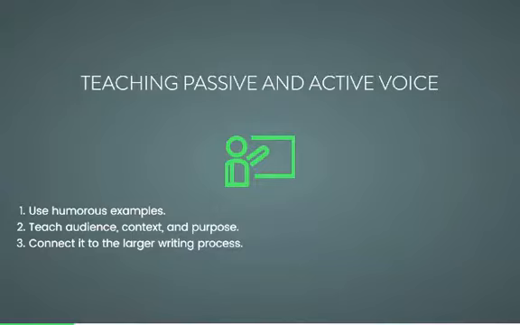And then thirdly, you can connect teaching passive and active voice to the larger writing process. So again, it's this idea of writing is not a prescriptive set of rules. It's not a do this and you'll have an effective piece of writing. The same is with passive and active voice. It's not a thing where there's a prescriptive set of rules that say only use active voice or only use passive voice. It's important to teach students that writing is contextually bound. And so those are three ways that you can sort of teach passive and active voice in a technical communication classroom, some strategies for that.